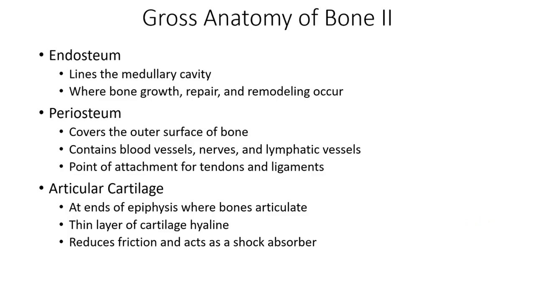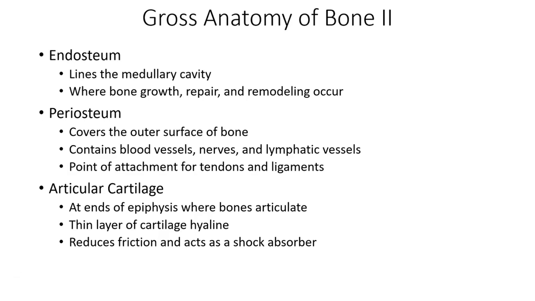Alright everyone, we are continuing with our talk about gross anatomy of bone. So again, the endosteum is going to line the medullary cavity, which is where our yellow bone marrow is located for fat storage. This is where we are growing bone, repairing it, and remodeling it in the case of injury. The periosteum covers the outside surface of bone.